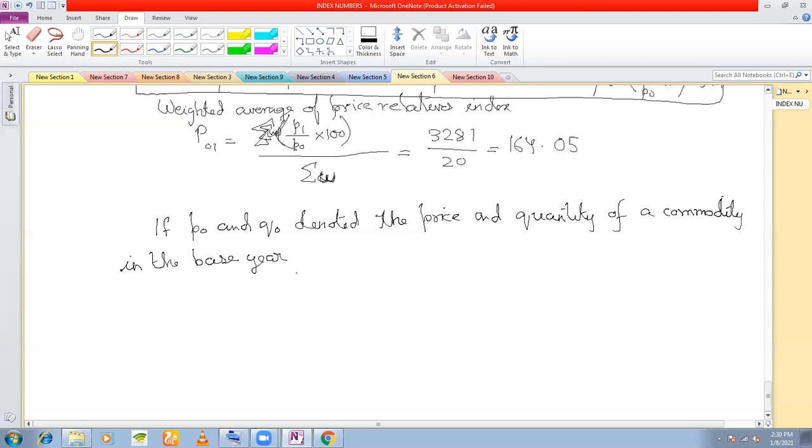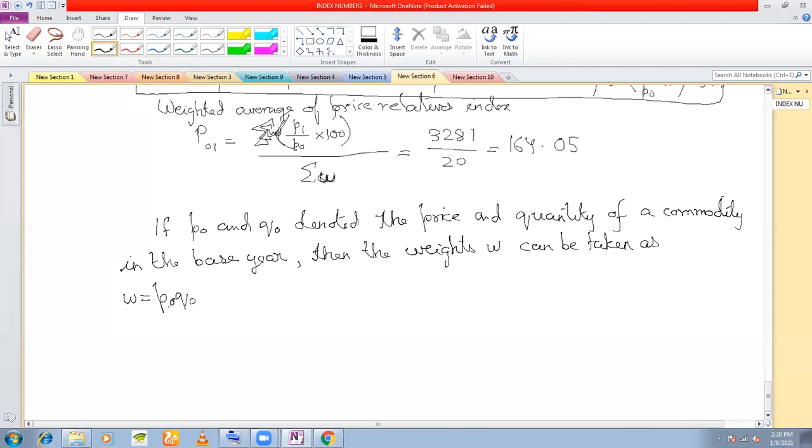Okay, then the weights W can be taken as W is equal to P0 Q0. You understood what it means?